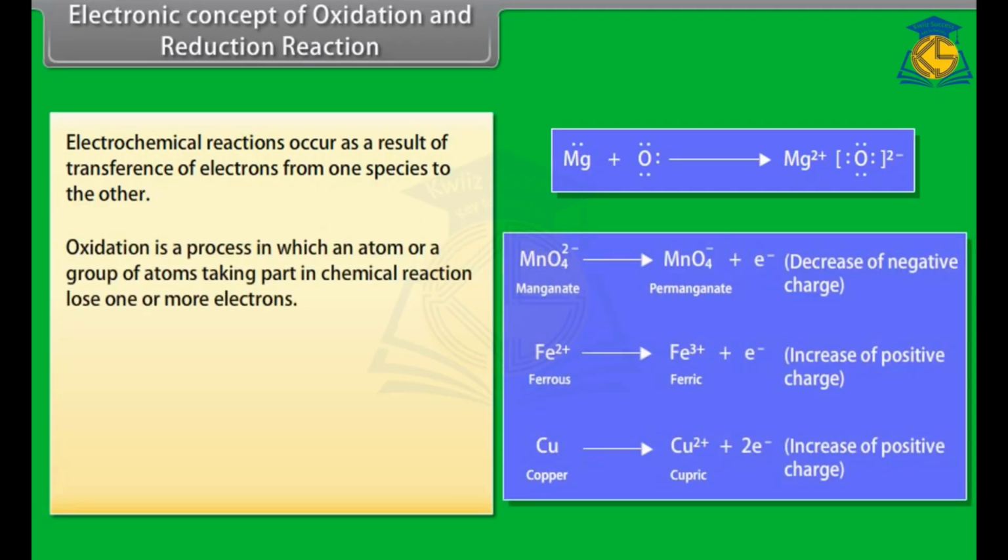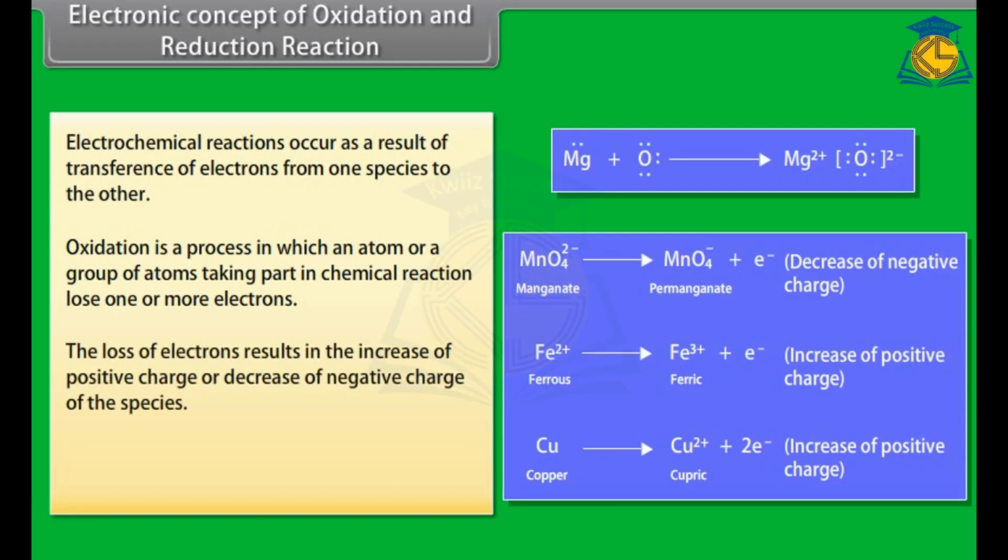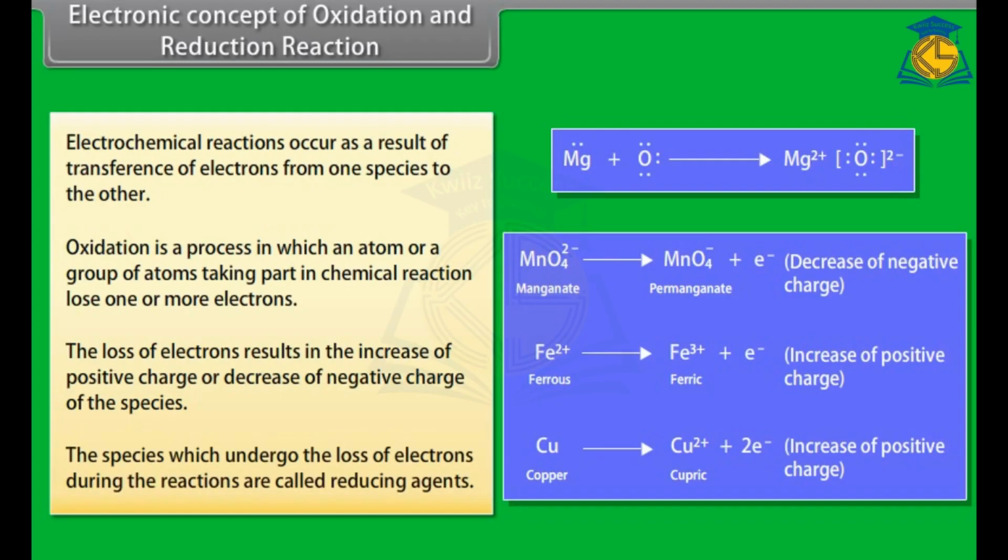Oxidation is a process in which an atom or a group of atoms taking part in chemical reaction lose one or more electrons. The loss of electrons results in the increase of positive charge or decrease of negative charge of the species. The species which undergo the loss of electrons during the reactions are called reducing agents. MnO4 2-, Fe2+ and CO are reducing agents in these examples.